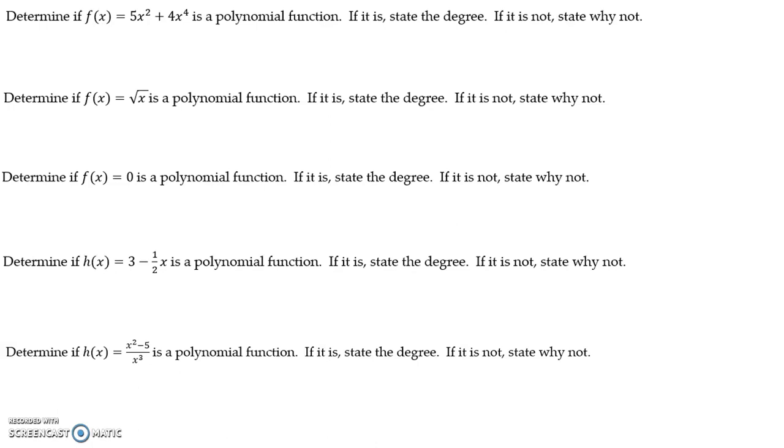Let's take a look at a couple of functions, and we want to determine the degree if it is a polynomial function, or if it's not a polynomial function, we're going to explain why not. On our first one, we've got 5x squared plus 4x to the fourth. Of course, we can write this so that our terms are in descending order. And this is an example of a polynomial function. The highest exponent on this function is a 4. So this is an example of a polynomial function of degree 4.